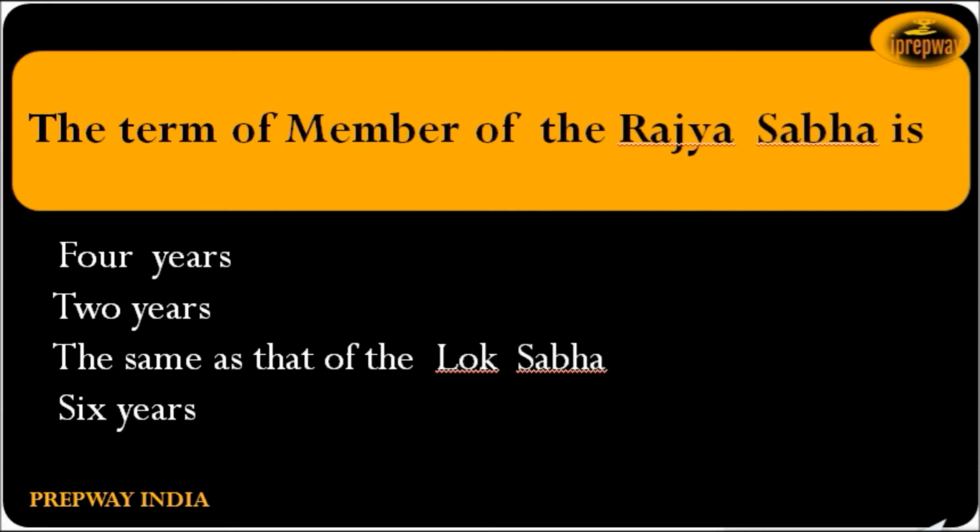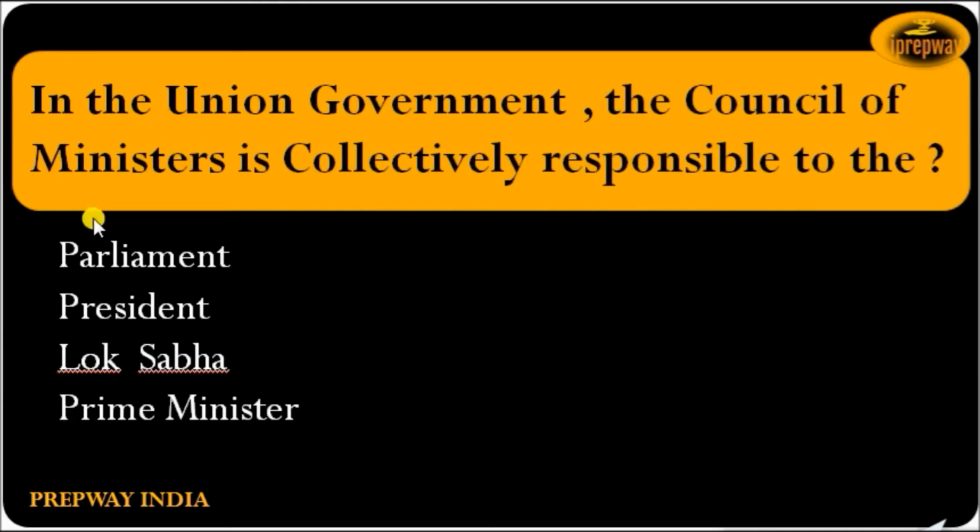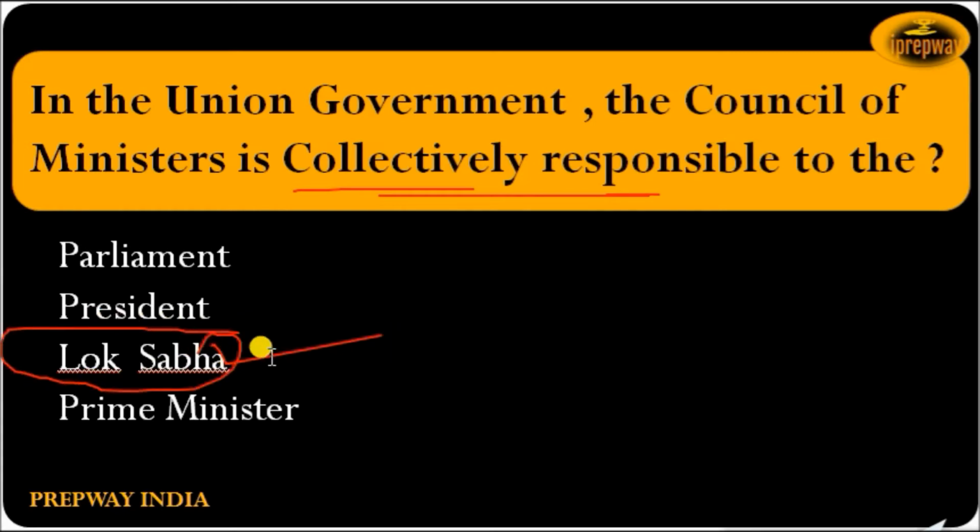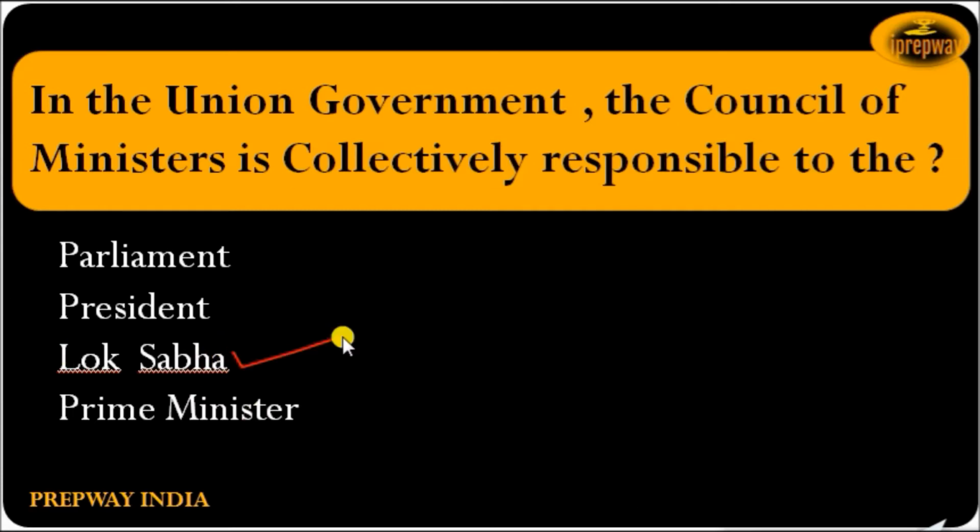The next question is: in the Union government, the council of ministers is collectively responsible to what? The options are the Parliament, the President, the Lok Sabha, and the Prime Minister. Please try to choose the correct one. So in the Union government, the council of ministers is collectively responsible to the Lok Sabha. So Lok Sabha is the right answer.